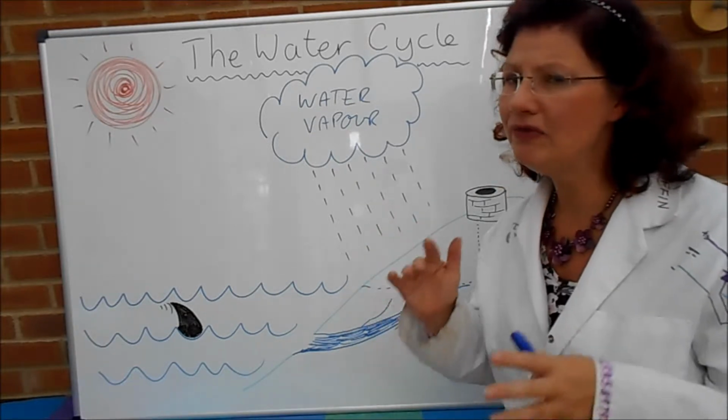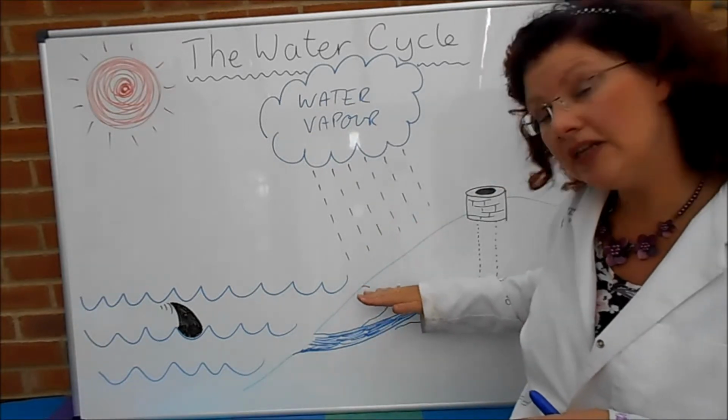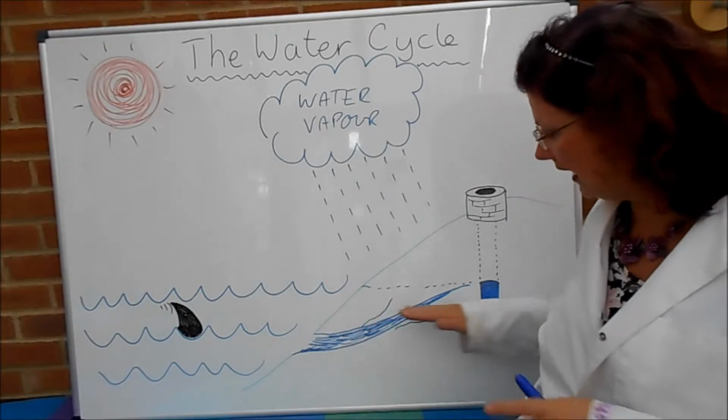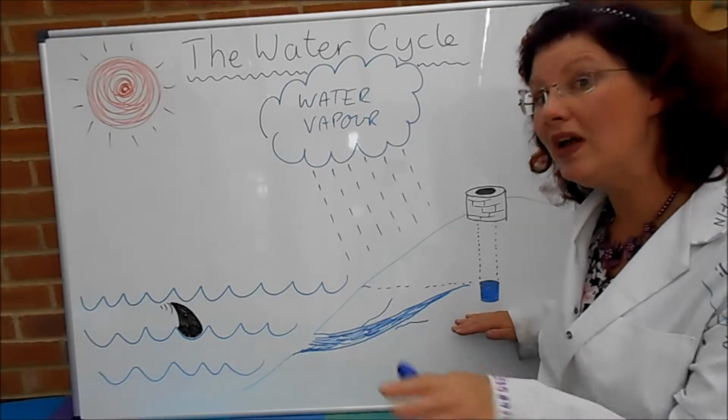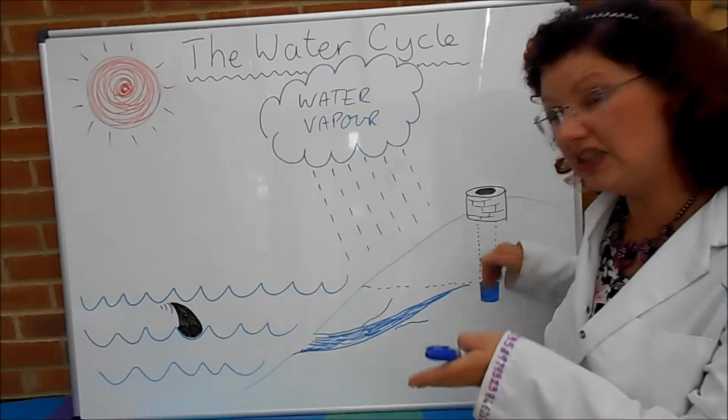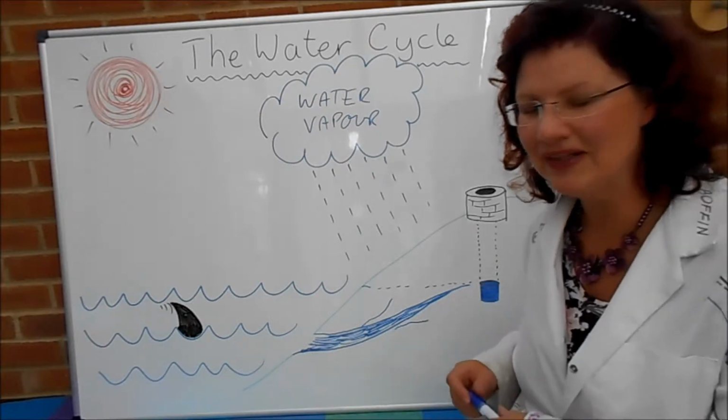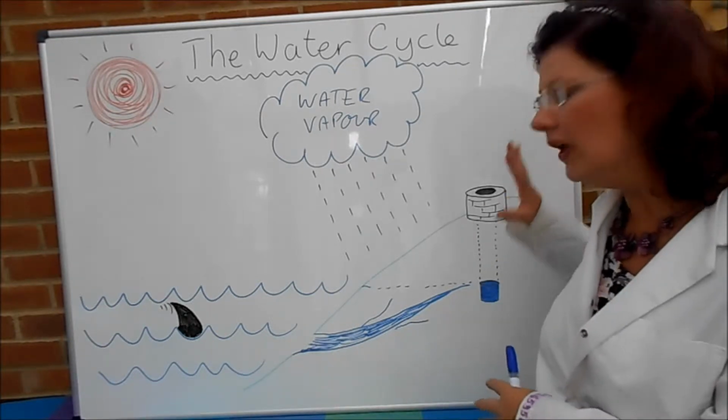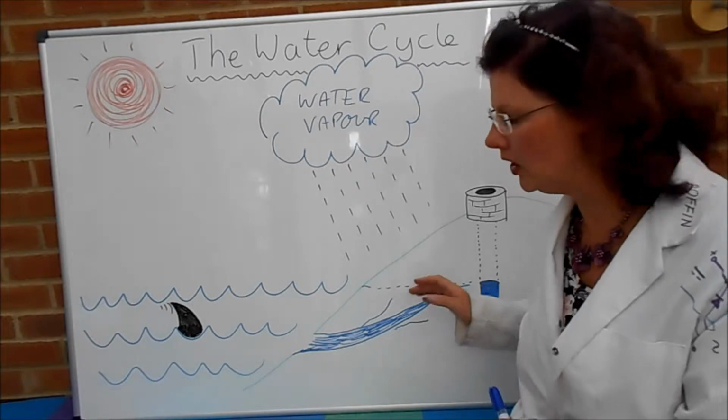Now if it doesn't rain for a very long time, the water table will actually drop slightly, and if it drops to below the bottom of your well, then you won't have any water. You need to dig your well down a bit further to get down into the water table again. So that's how wells and springs work.